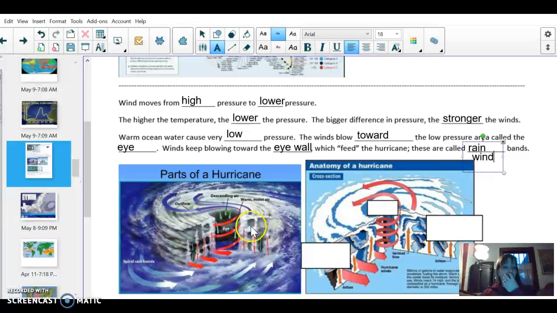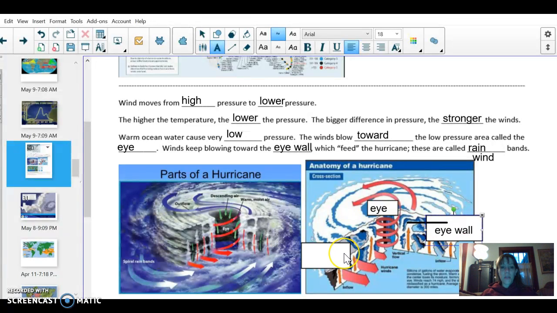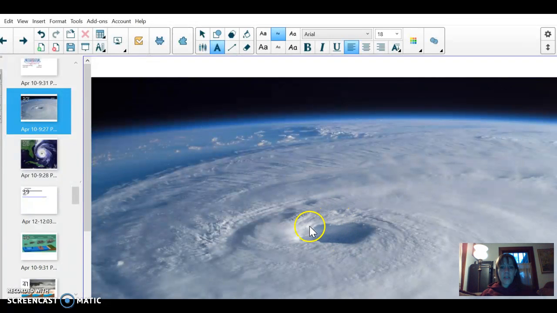So here's an example of the parts of a hurricane. In the middle, we have the eye, and over here, this is supposed to be pointing here, that's going to be the eye wall, which is the worst part of the storm because that's where all the wind is hitting each other and circling around. And these are our rain bands. So when we look at a hurricane like this, here's the eye. This part right here is the eye wall. And this part here are the rain bands, or the bands of rain, or the wind bands, or bands of wind.